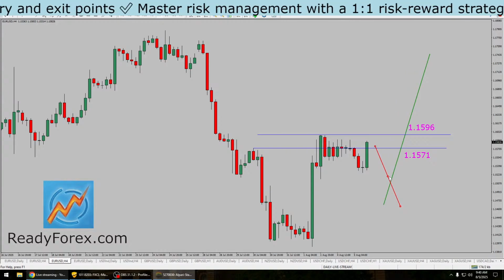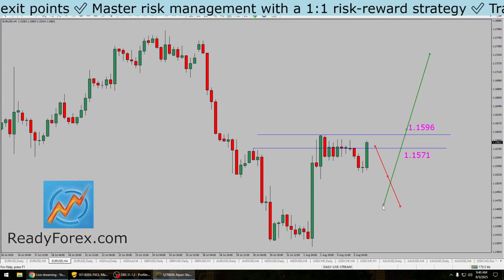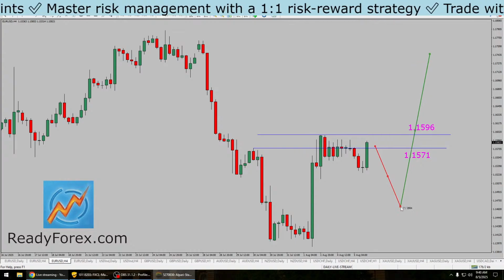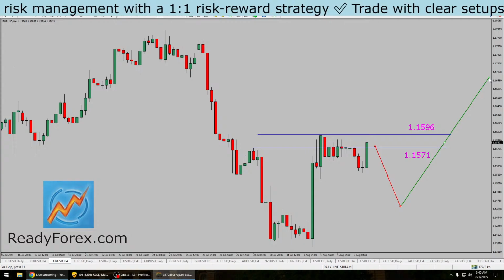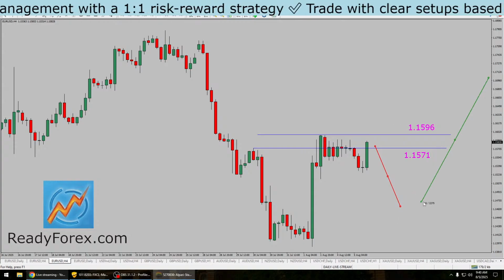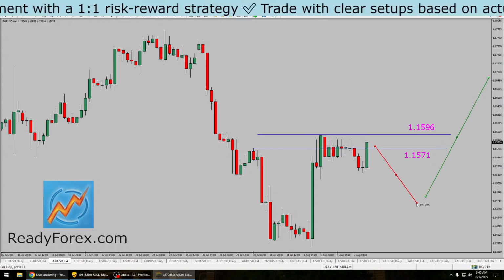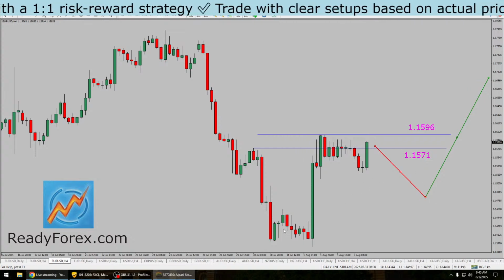Okay, but the chances of a bearish leg are low. It's a low probability that euro is going to drop. It's a high probability it's going to rise up. So my forecast on a short-term basis is bullish.